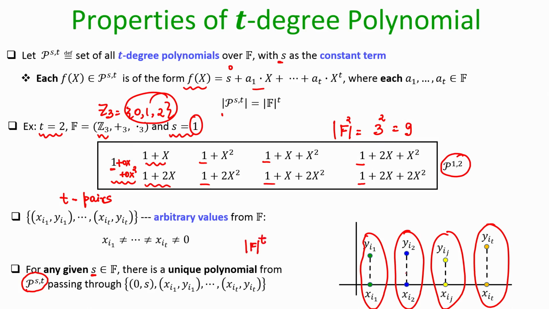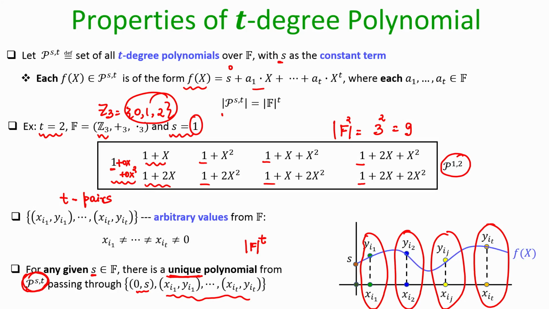how many possible polynomials can there be whose constant term is s, namely the point 0 comma s lies on that polynomial, as well as the remaining t distinct points which are given to you also lie on that polynomial. And it turns out that there is only one possible polynomial from this set. You cannot have more than one polynomial from this set satisfying this property.